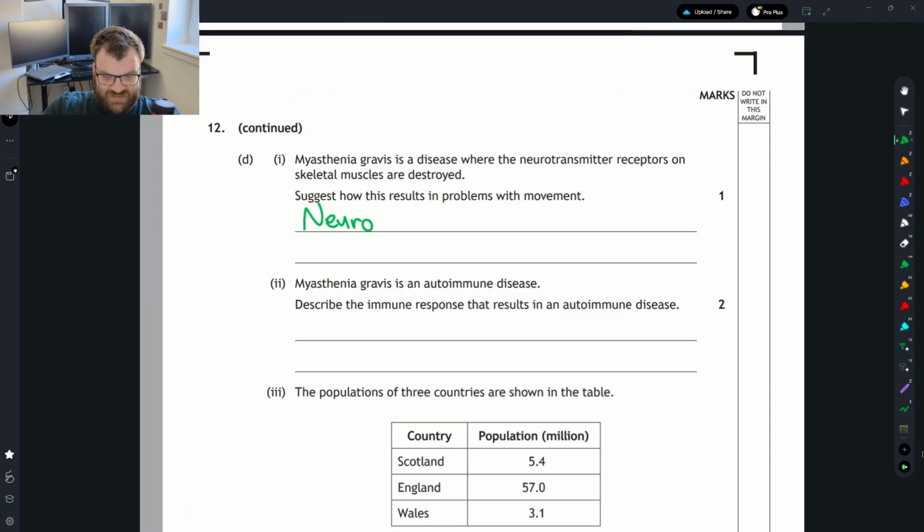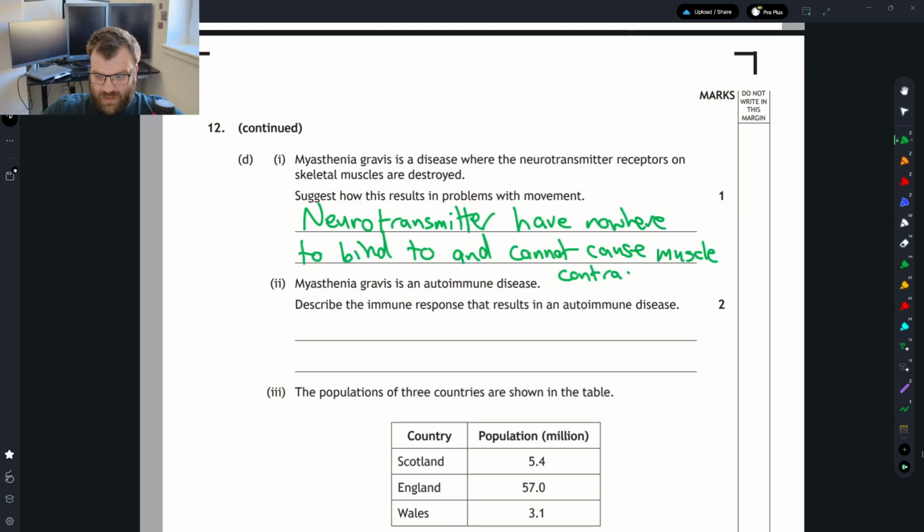The coating around the nerve is the myelin sheath, and its job is to speed up nerve transmission. It speeds up impulses. It means information can get around the body more quickly. If you don't have the receptors, then the neurotransmitters have nowhere to bind to. And this means that the muscle won't be told to contract and carry out the movement.